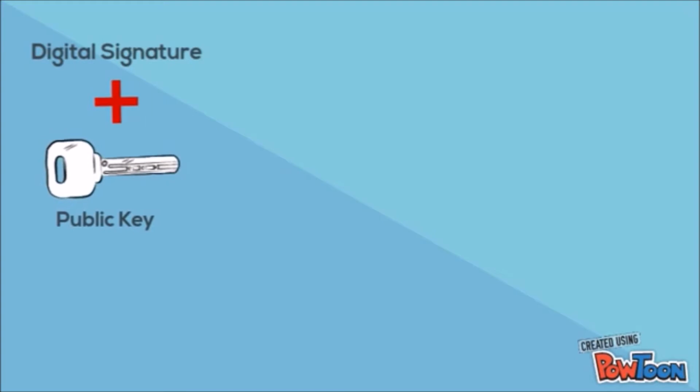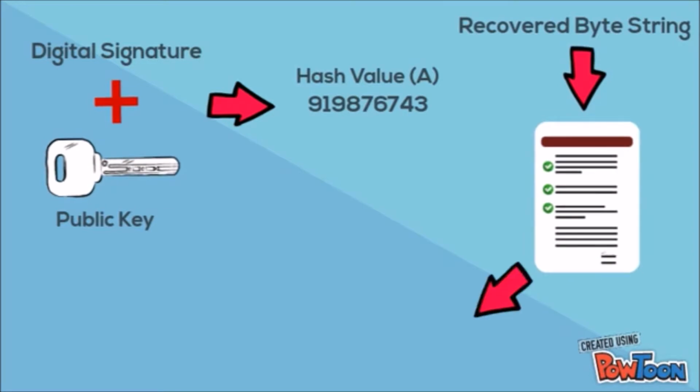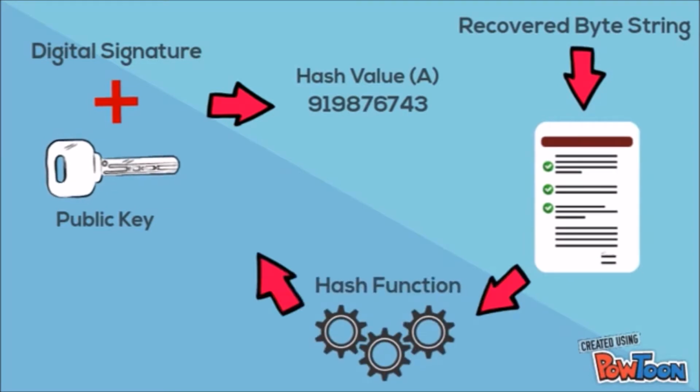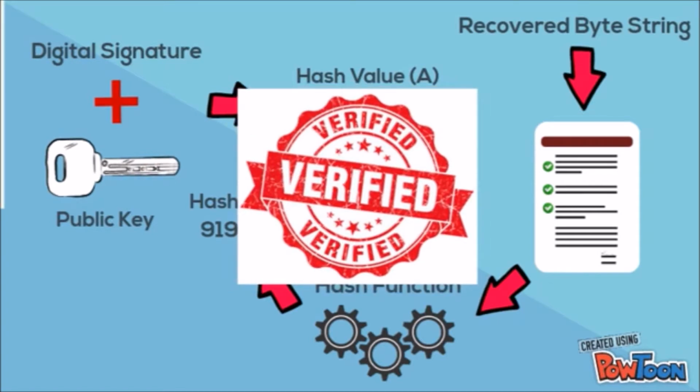After that, the receiver could obtain the hash value, A, stored in the digital signature by using the public key. By hashing the message interpreted from the recovered byte string, the hash value, B, could be obtained. By comparing hash value A and B, the receiver is then able to determine whether the message is sent from a verified sender or whether it had been altered in transit.